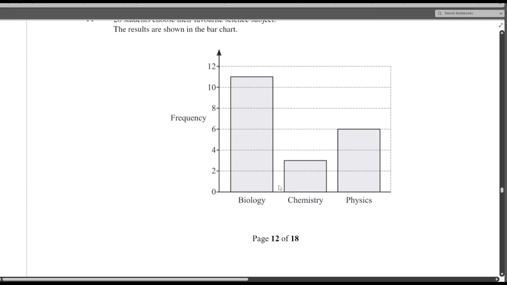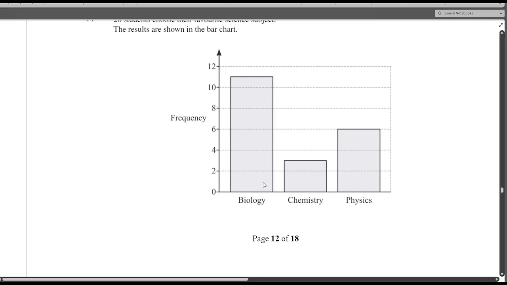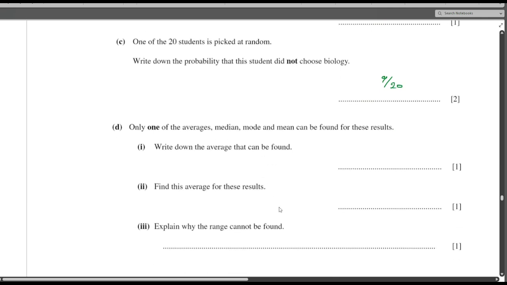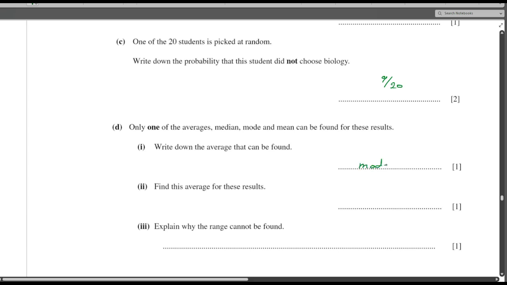Median I will say is not possible, because for median I have to arrange data either in ascending order or in descending order. Now here, as biology, chemistry and physics are subjects, I cannot give them some order, so median is also not possible. So the only average which I can find is your mode.